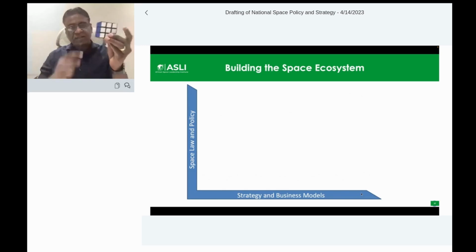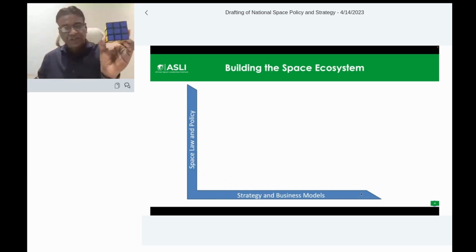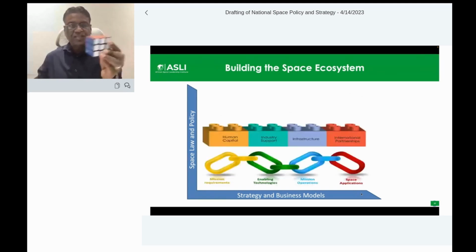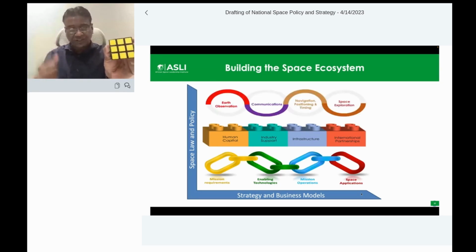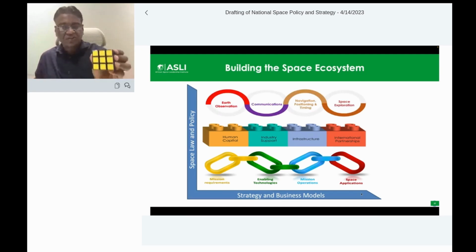And then the next layer, or the center layer, is your human capital, your industry, your infrastructure, and your international partnerships, okay? And then you put up the yellow cross at the top, which is your value chain, okay? The mission requirements, enabling technologies, the mission operations, and the space applications, okay? That's your cross. The top end, the corners, are actually your products and services that you're delivering. When you do this, you've now defined the whole ecosystem. You brought the whole ecosystem together. It's aligned, it's coordinated, it's effective, and it's efficient.